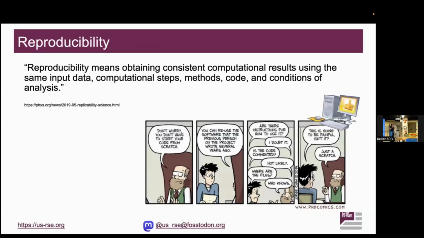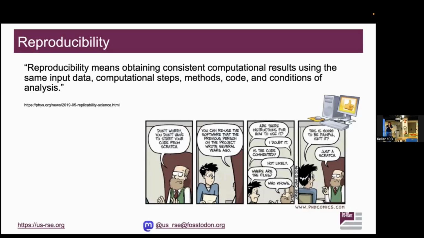So there are certain different aspects around research software and research software engineering. When we talk about that, we don't have to forget about reproducibility. Reproducibility means really obtaining consistent computational results using the same input, computational steps, method, code, and conditions of analysis. But some of you might experience this more in a not so funny way.